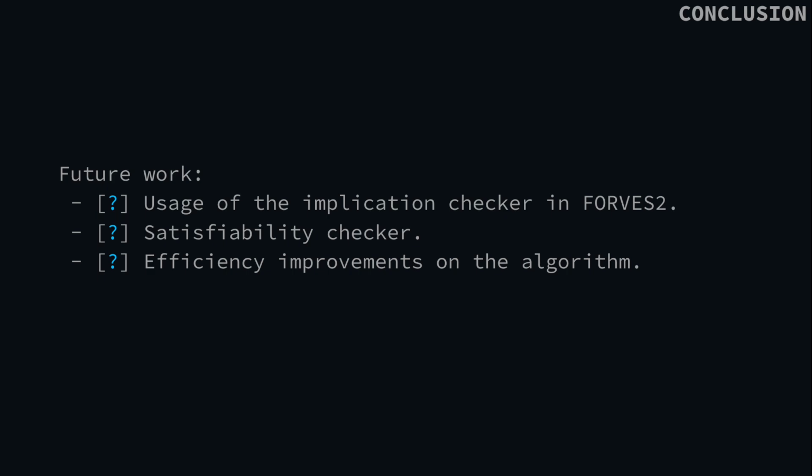As for future work, we still haven't used this implication checker from within Forbes. Although the integration to the rest of the code is already made, which means that this piece of code can already be used by other parts of the project, we still haven't gotten to the point where we have used it. Therefore, we don't have any metrics to show what impact this had on the project itself.